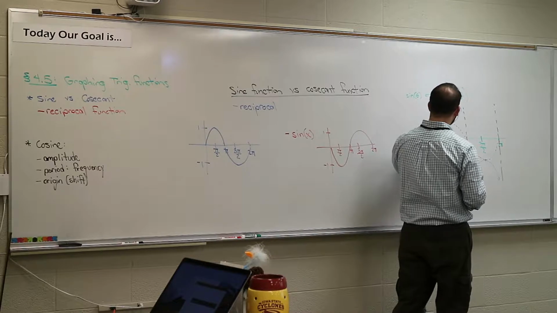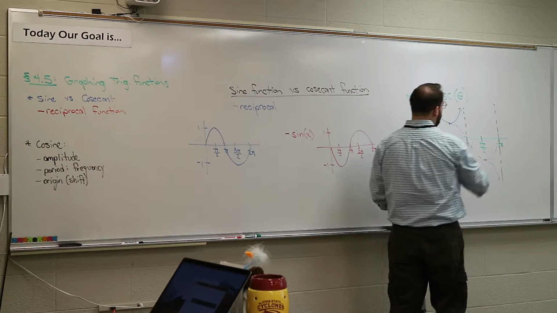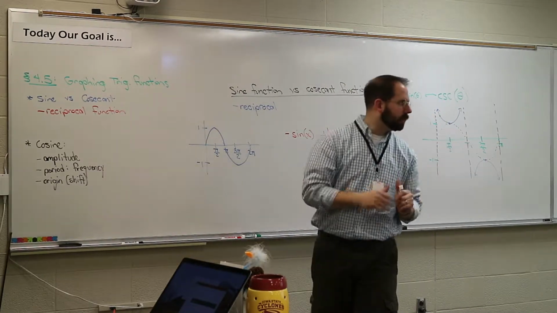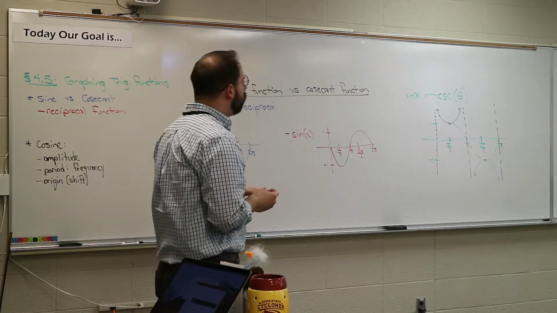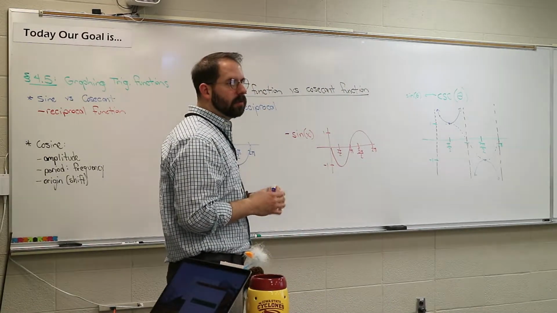So again, you wouldn't need these dashed lines in here. You just need the asymptotes to be where they need to be. Questions, comments about the cosecant graph?